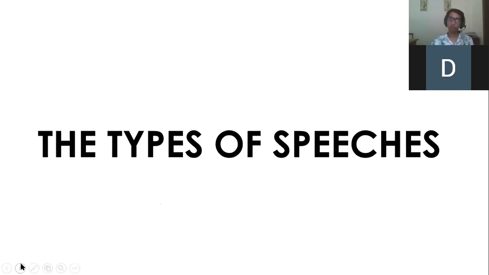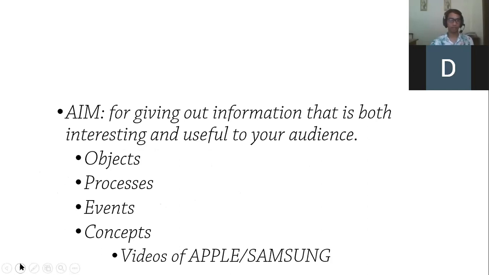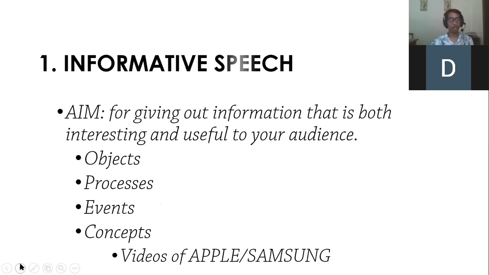So, the types of speeches. I believe that it's not your first time to talk about this. Okay, the first one is the informative speech. So what's the aim of an informative speech? It is for giving out information that is both interesting and useful to our audience, like objects, processes, events, concepts.